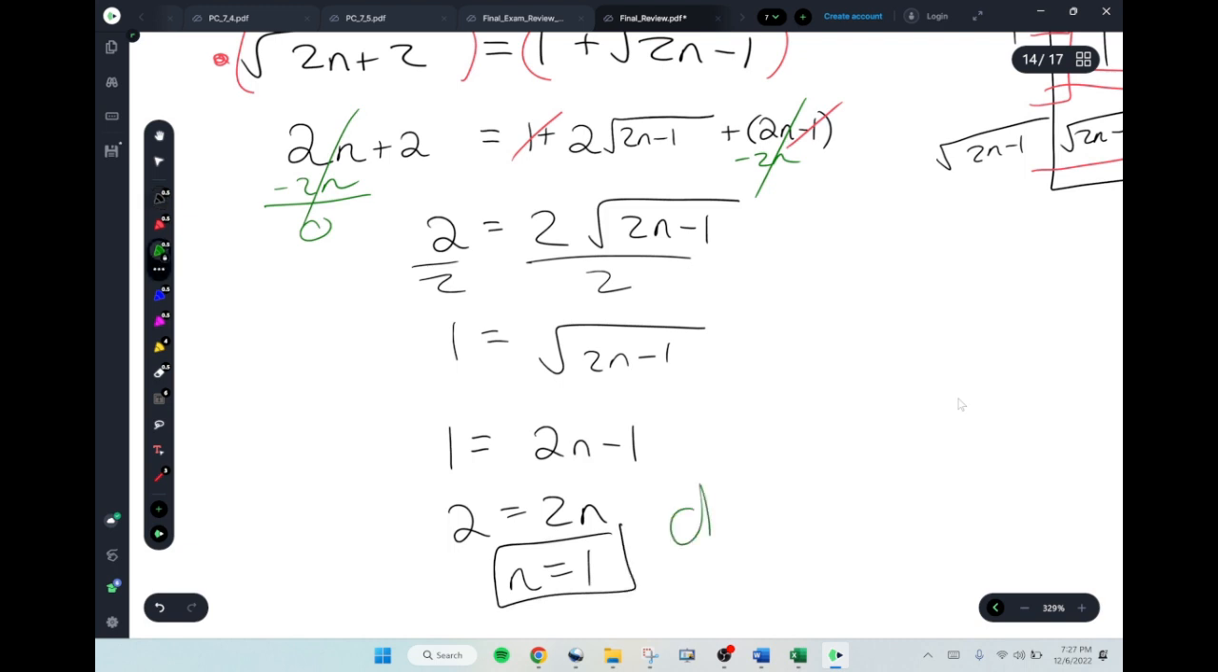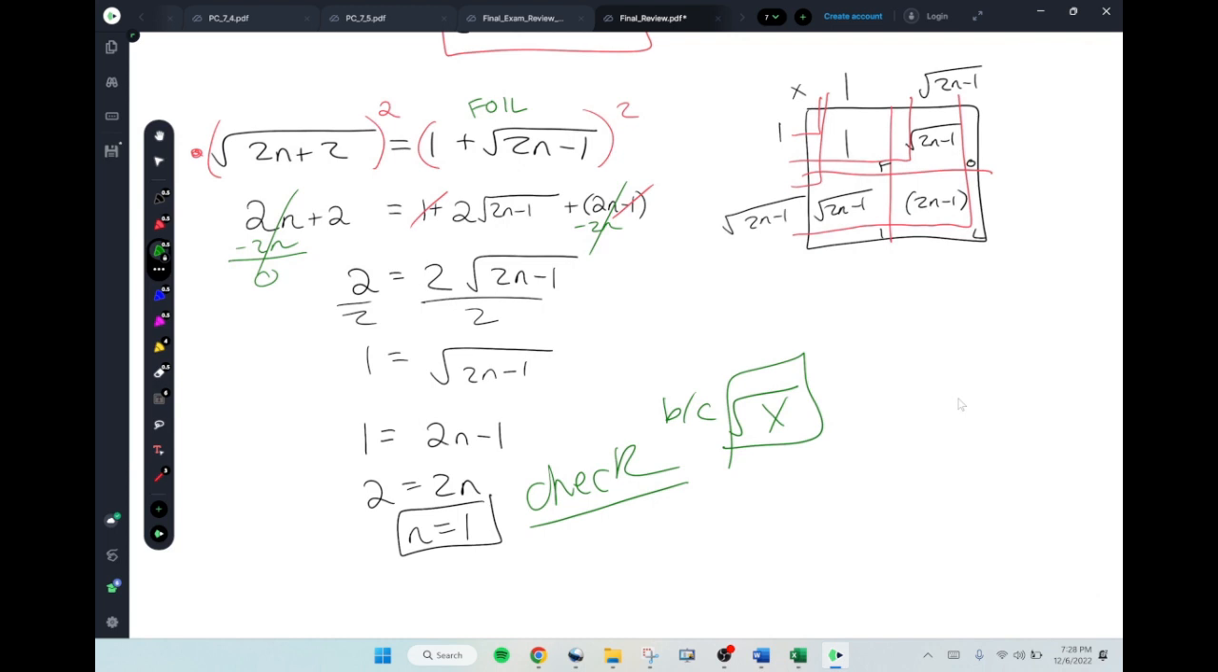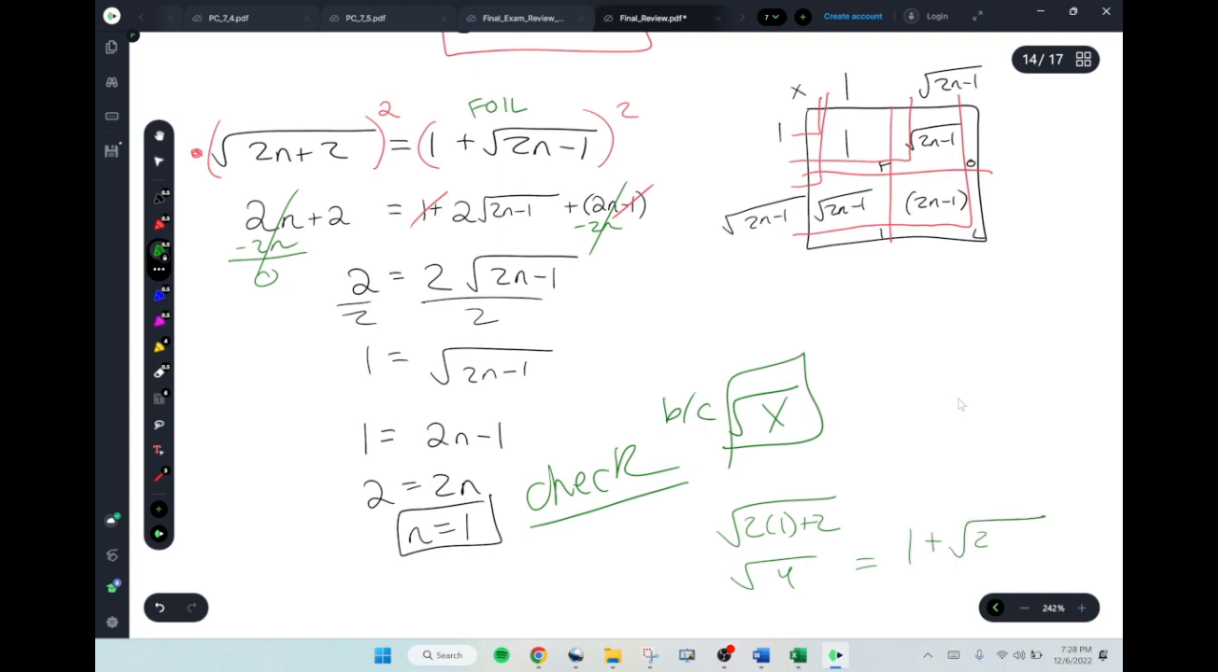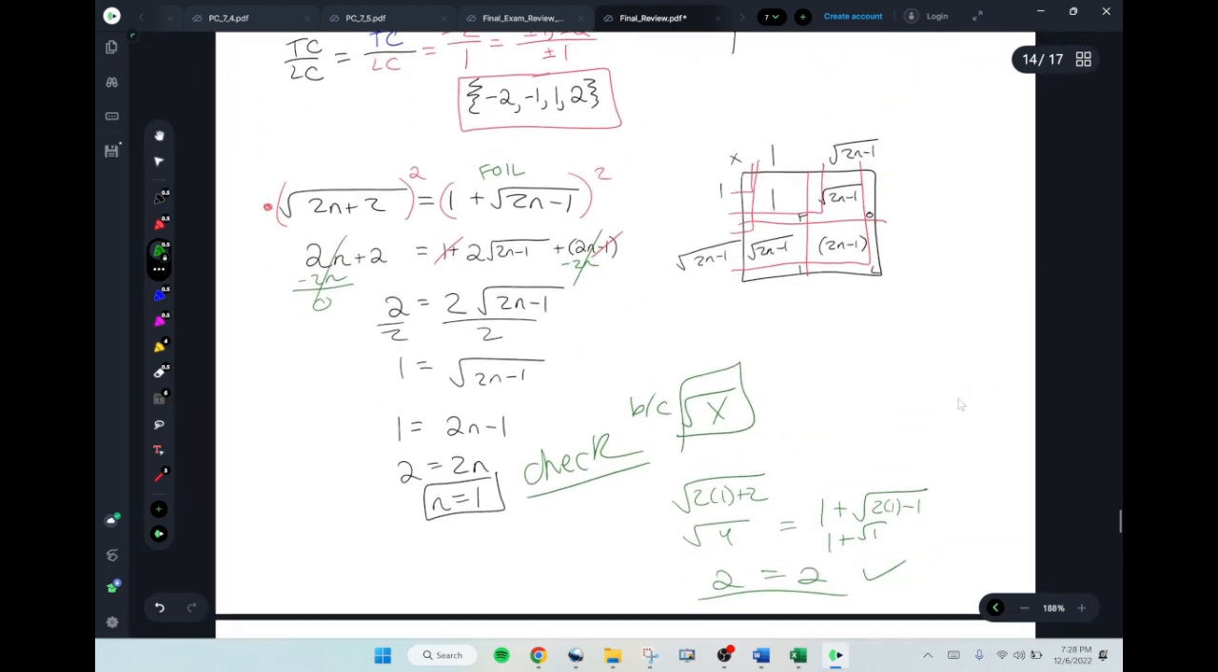You know what I got to do? Check it, because there's a square root. Does 1 work? Left side, we get square root of 4. Right side, we get 1 plus root 2 times 1 minus 1. 1 plus root 1. This is 2. This is 2. Check. And n equaled 1 for that one. It's still long, but it's not as long as the first thing with the fractions. We don't have to do a whole bunch of fractions.